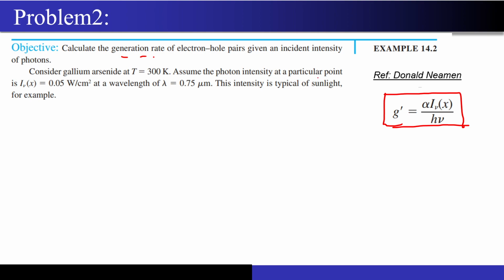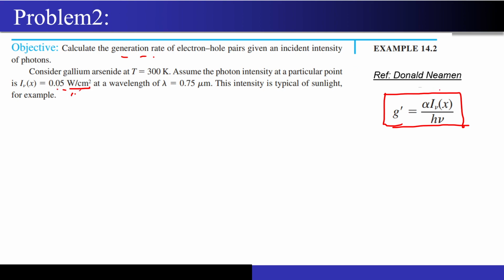Assume the photon intensity at a particular point is given as 0.05 watts per centimeter square. I hope you remember this unit, right? I had just explained it to you a few slides back, at a wavelength of lambda equal to 0.75 micrometer. This intensity is typical of sunlight, for example. So they are just saying that this intensity is what you usually get from sunlight, right?